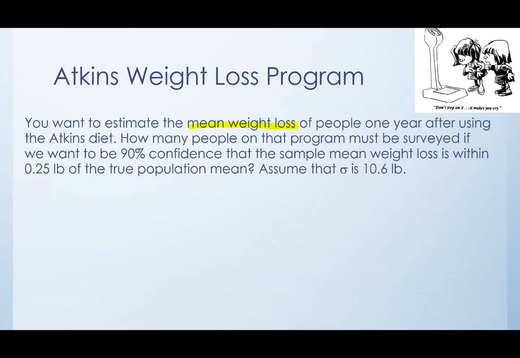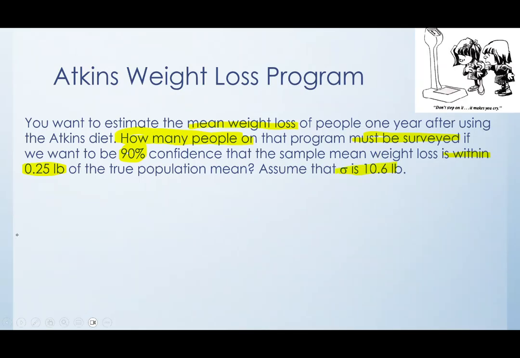But here's our big thing, right? How many people must be surveyed? So that means find n. We want 90% confidence. We want to be 90% confident that the sample mean weight loss is within a 1/4 pound of the true population mean. And we're told to assume that sigma is 10.6 pounds.